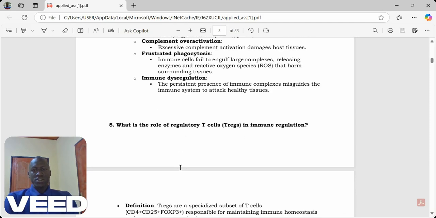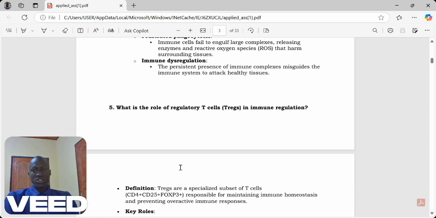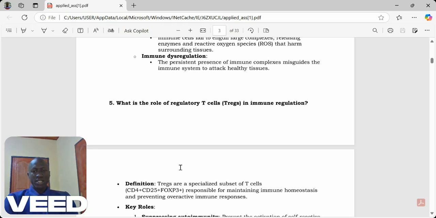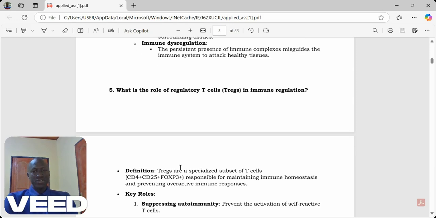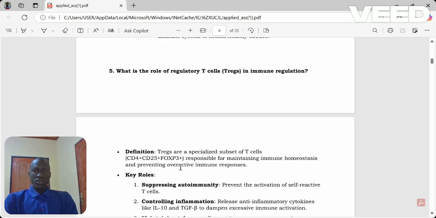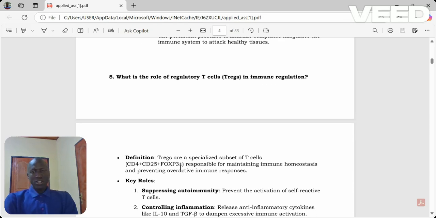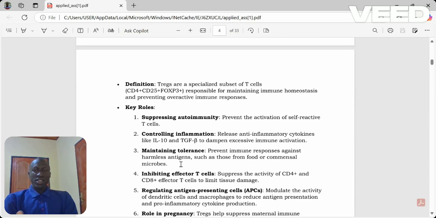Before we continue, this is the last part of the presentation, on question 5. What is the role of regulatory T cells, the Tregs, in immune regulation? The definition: Tregs are a specialized subset of T cells responsible for maintaining immune homeostasis and preventing overactive immune responses. The key roles for Tregs: they have six roles.